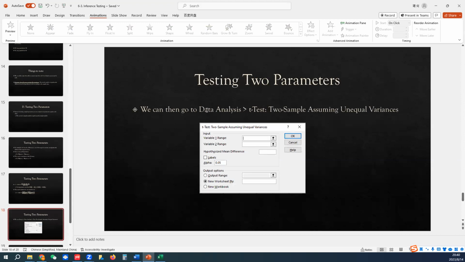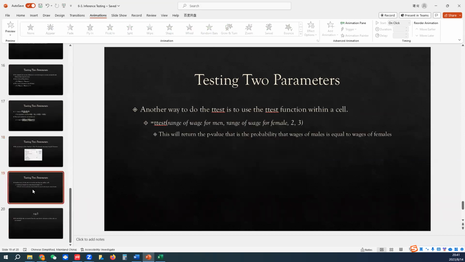We are going to use data analysis, t-test, two samples assuming unequal variances, because those samples are different, and it's very rare that their variances are exactly the same. The level of convergence is basically never exactly the same across the two samples. So it's safer for us to assume unequal variances. The command box will look like this. Okay, so let's do this case.